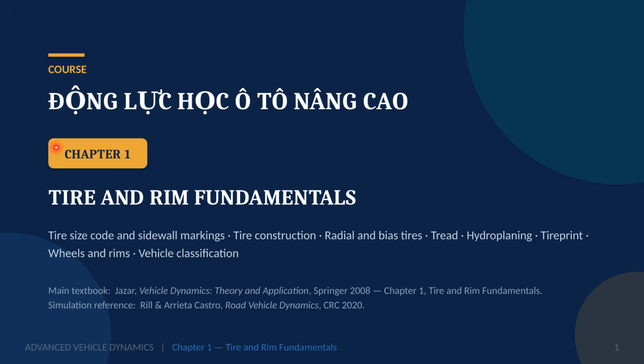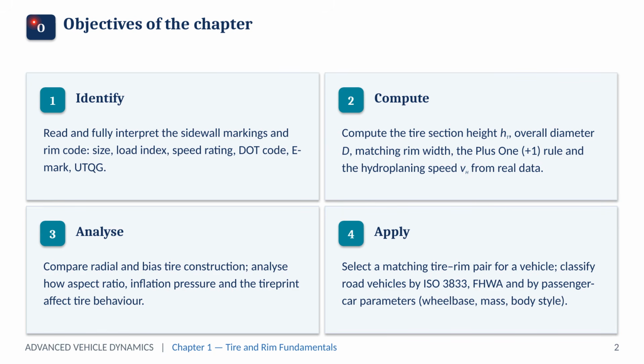The chapter covers 8 topics, from the tire size code and sidewall markings, tire construction, radial and bias tires, tread, hydroplaning, the tire print, wheels and rims, to vehicle classification. The main reference is Jazar, Vehicle Dynamics, Chapter 1. This chapter has 4 objectives.